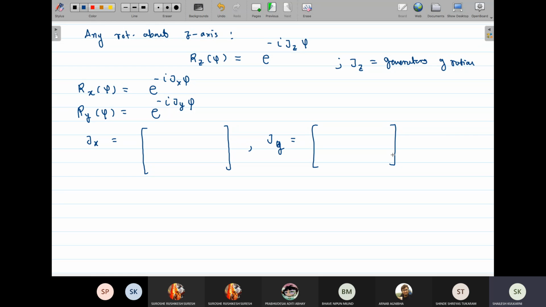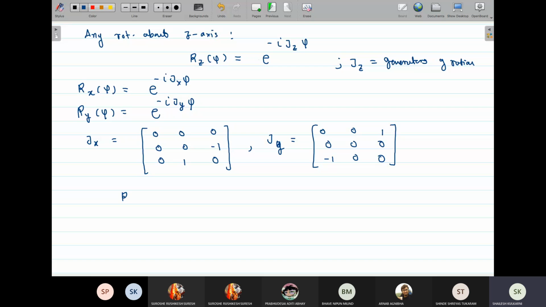So I can give you the form for these matrices. Jx will be 0 0 0, 0 0 minus 1, 0 1 0, and Jy will be 0 0 1, 0 0 0, and minus 1 0 0. Fine. So you know Rz, Rx, Ry.